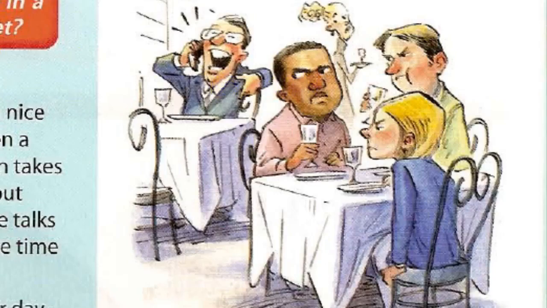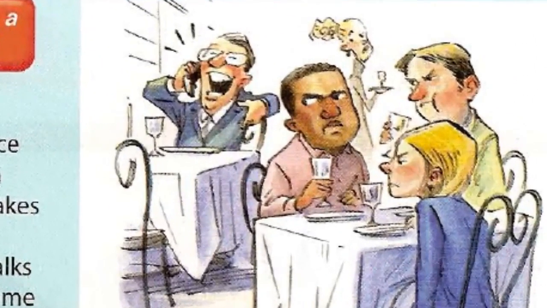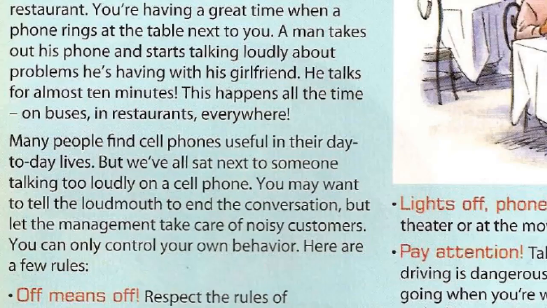Do we have cell phone etiquettes? Do we have mobile etiquettes? What's etiquette? Etiquette, the rules of accepted behavior. Rules of social accepted behavior. Scan the article. Is it okay to use a cell phone in a movie theater, in a restaurant like this, in a movie theater, in the cinema, or on the street? What do you do in a situation like this? You're eating dinner with friends at a nice restaurant. You're having a great time when a phone rings at the table next to you.